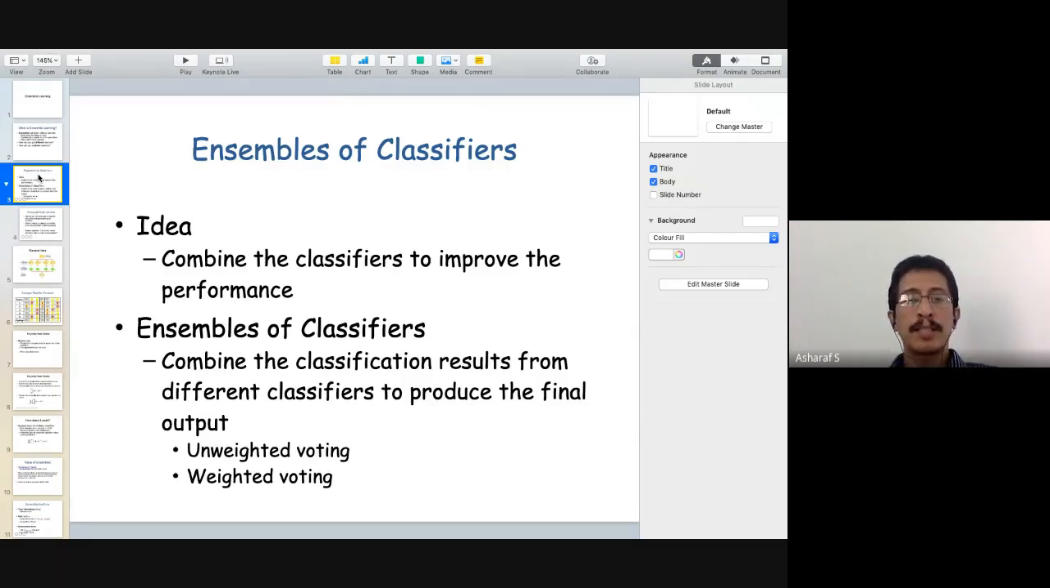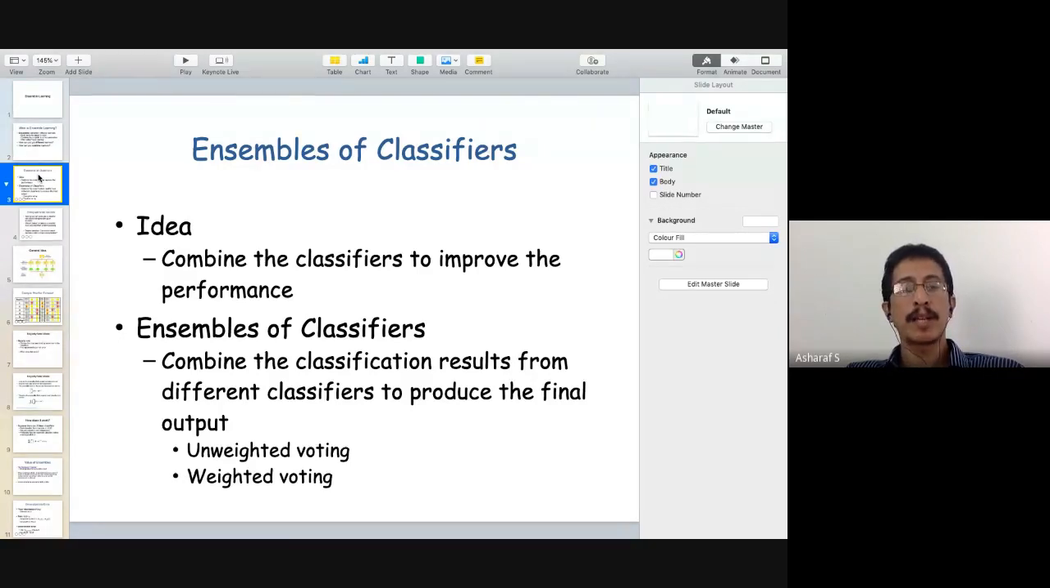When you combine classifiers, there are typically two types of approaches. One is weighted voting and the other is unweighted voting. If there are 5 classifiers and a binary classification context, say class 1 and class 2, and 3 classifiers say class 1 and 2 say class 2, since the majority is class 1, the assigned class is class 1. This is called unweighted voting. Everybody is given an equal chance, and everybody's output is counted alike.